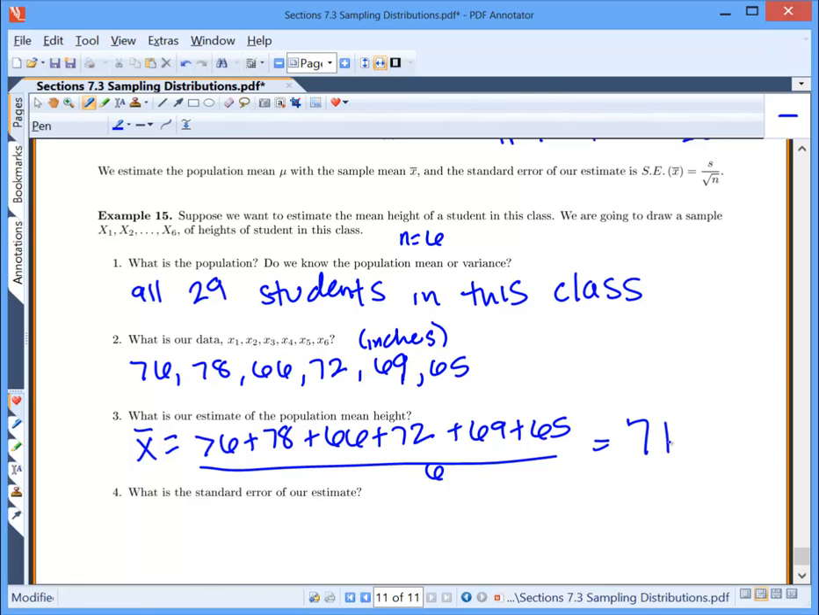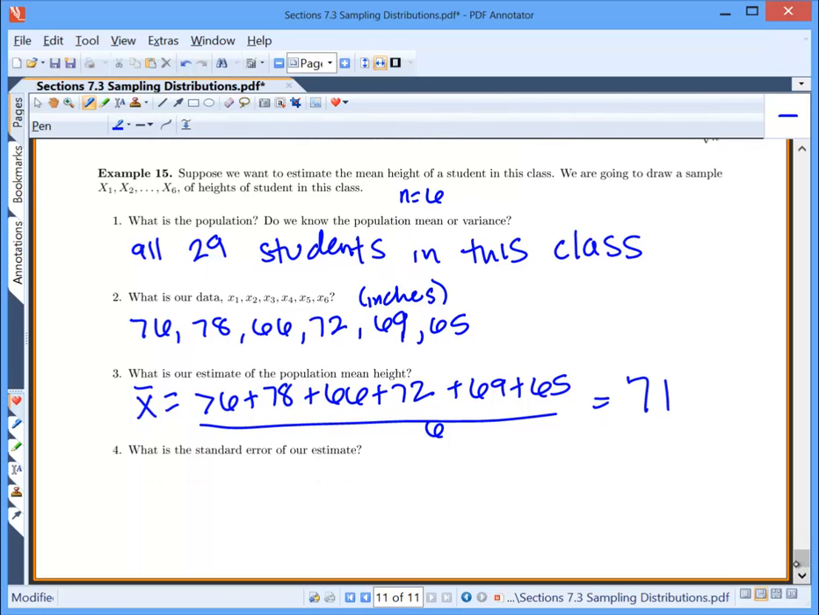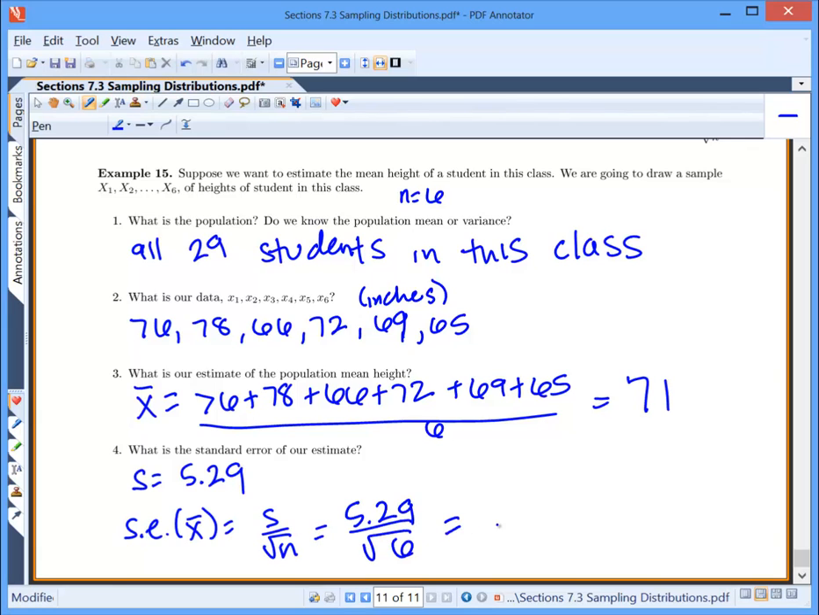Now, what is the standard error of our estimate? If I put this into statistical software, I can find the standard deviation of my sample is 5.29. That's my best guess for the original population standard deviation. And so if I want to find the standard error for x bar, it's s over the square root of n. So 5.29 over the square root of 6 gives me 2.1596.